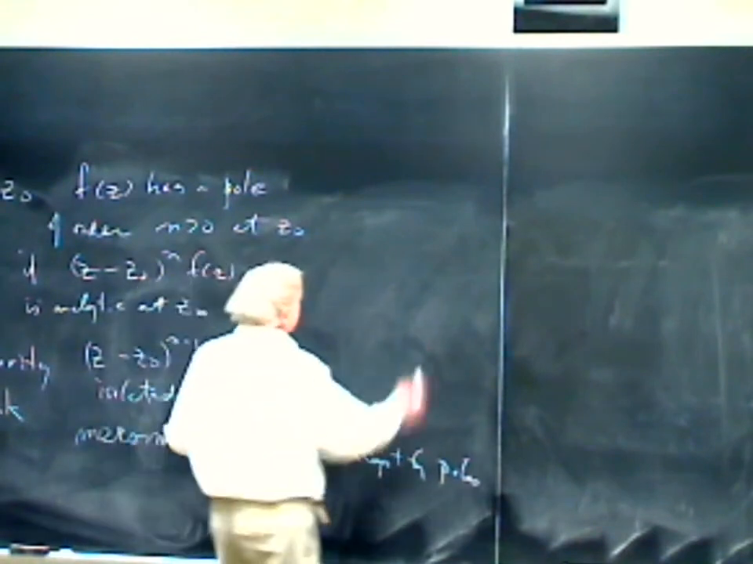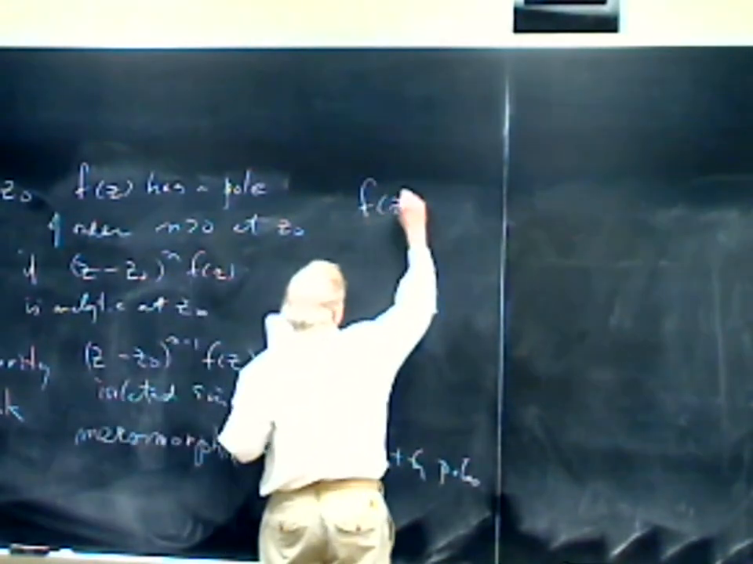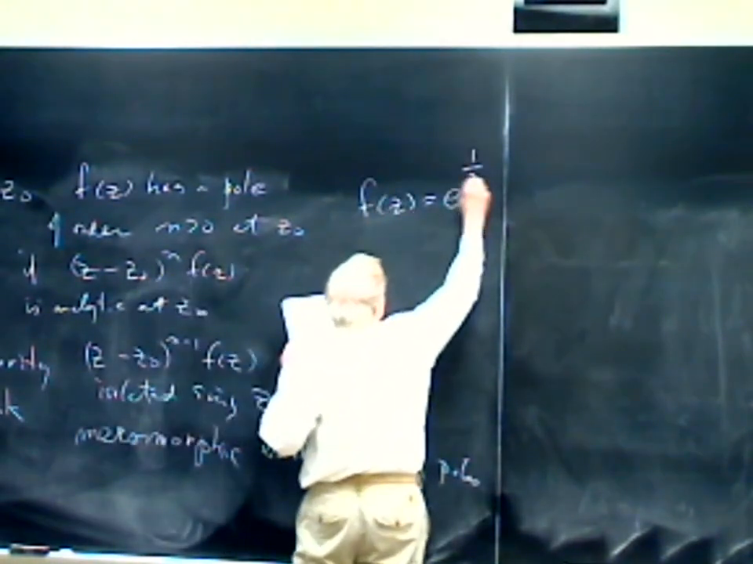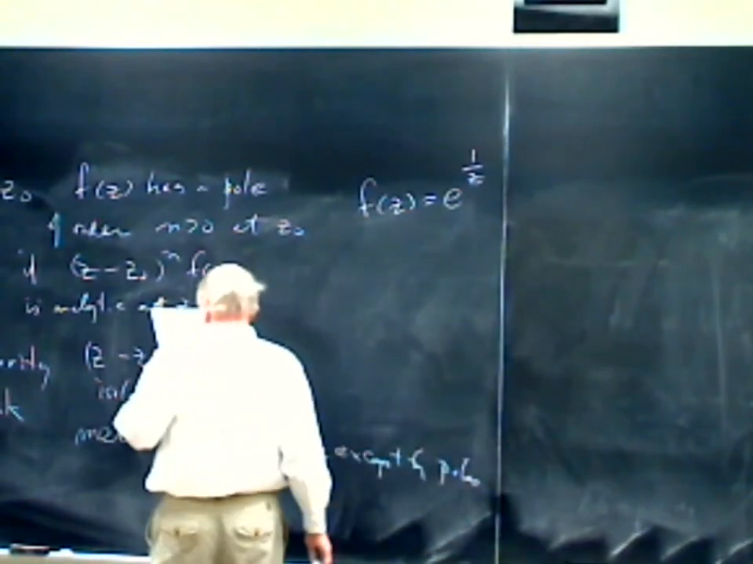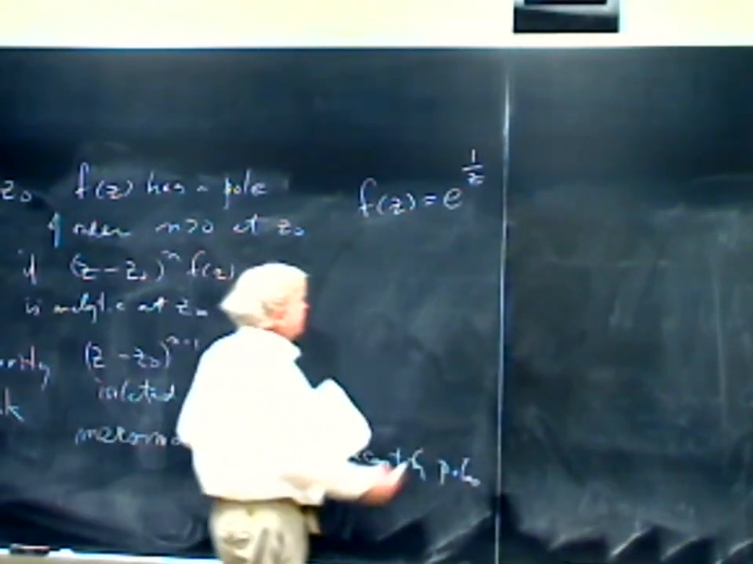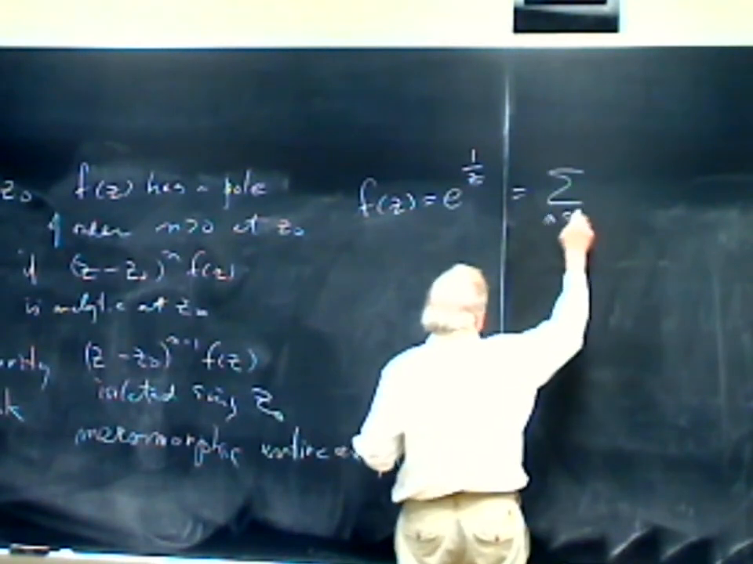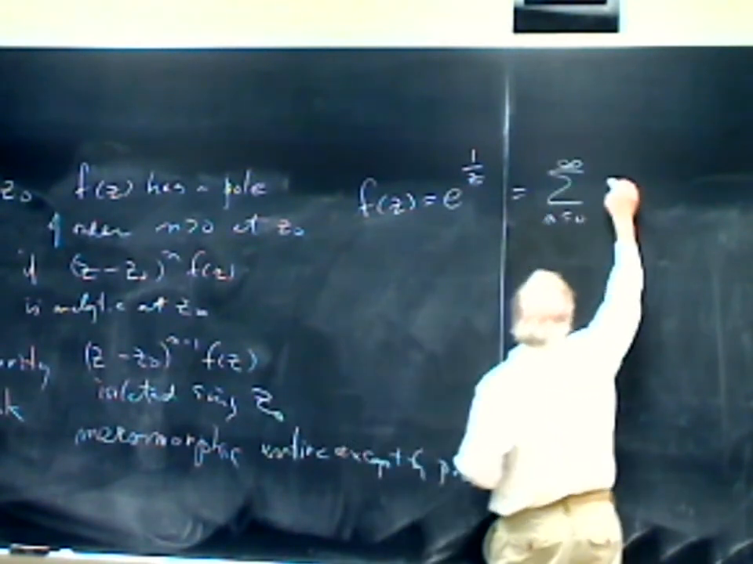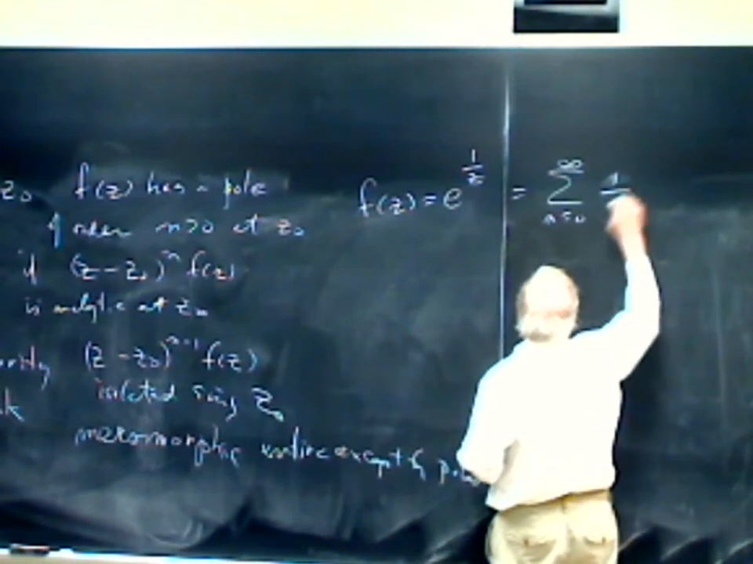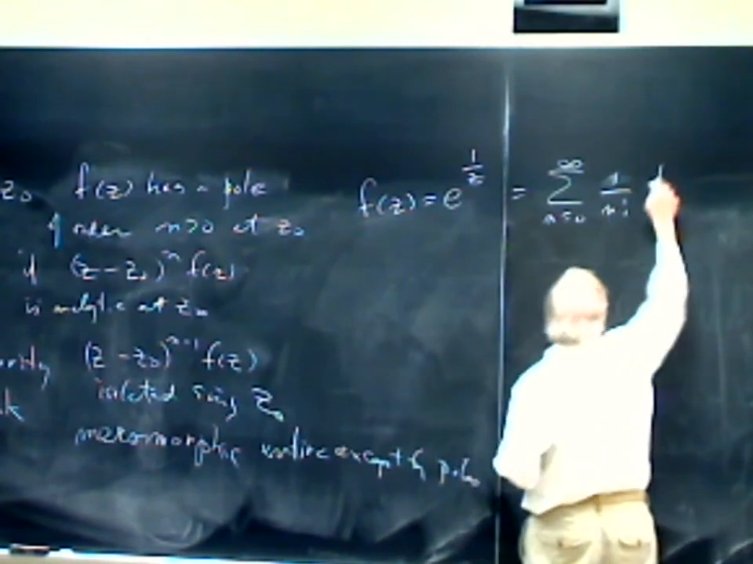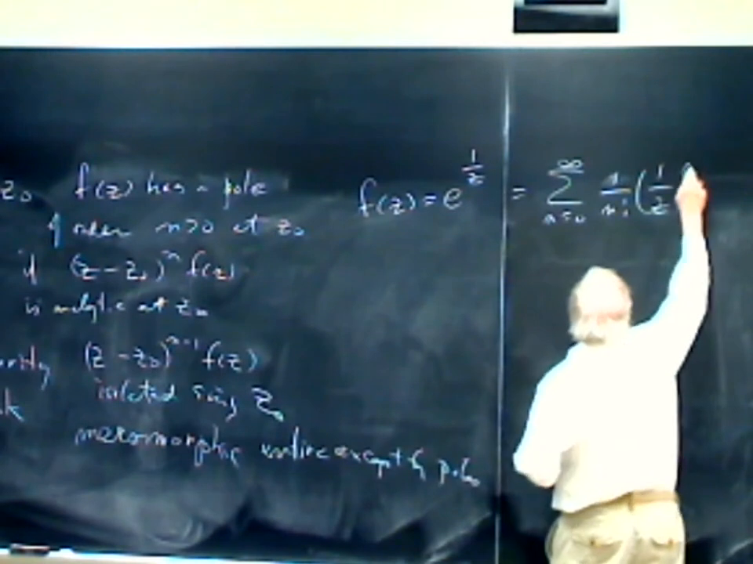All right, example. f of z equals e to the 1 over z. This is an essential singularity, and in fact we can expand this thing very simply. This is just the sum from n equals 0 to infinity of 1 over n factorial times 1 over z to the n.